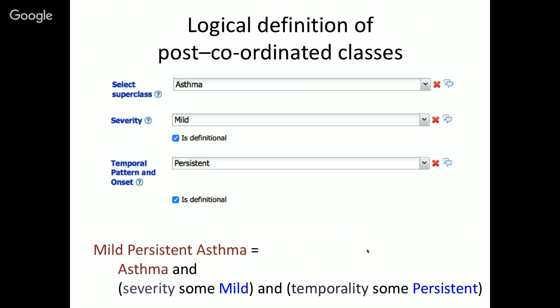Now, the user never sees the OWL definition. What the user knows is that by indicating that mild persistent asthma is a preferred term, it can be both post-coordinated at the time that codes are created with ICD-11 and also exist in the pre-coordinated OWL representation.